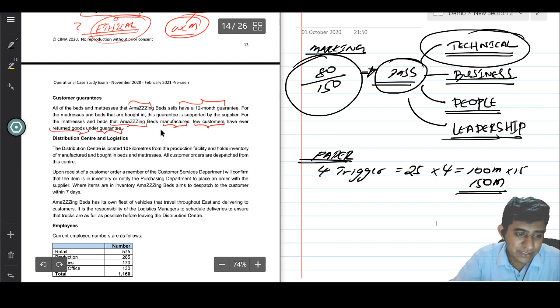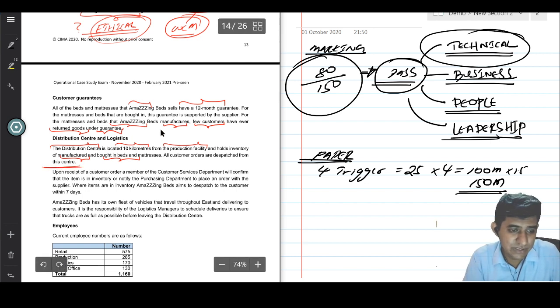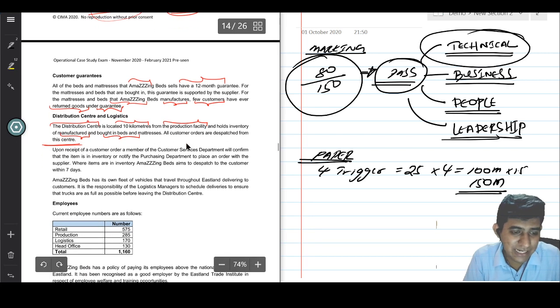Distribution center and logistics. The distribution center is located 10 kilometers from the production facility and holds inventory of manufactured and bought-in beds and mattresses. All customer orders are dispatched from this center. So just remember, it's just 10 kilometers away from your factory.